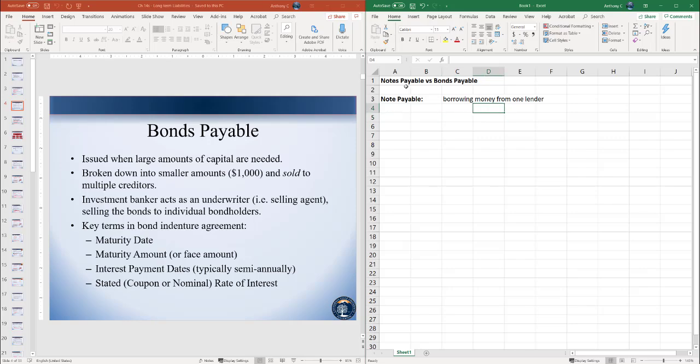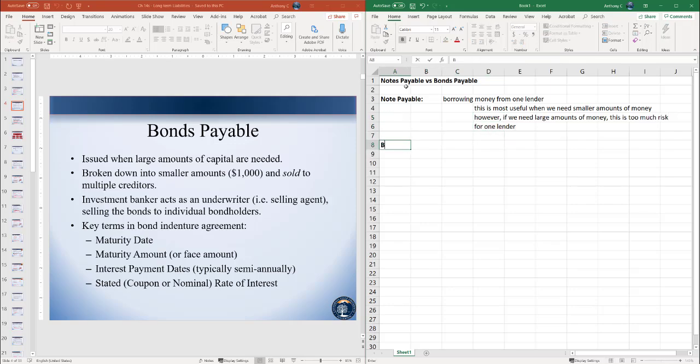Right, but since we're just dealing with one lender, usually this is most useful when we need smaller amounts of money. In other words, since we're borrowing all the money from one lender, if we wanted to borrow a large sum of money, that'd be too much risk for one person to take on. So if we need large amounts of money, this is too much risk for one lender.